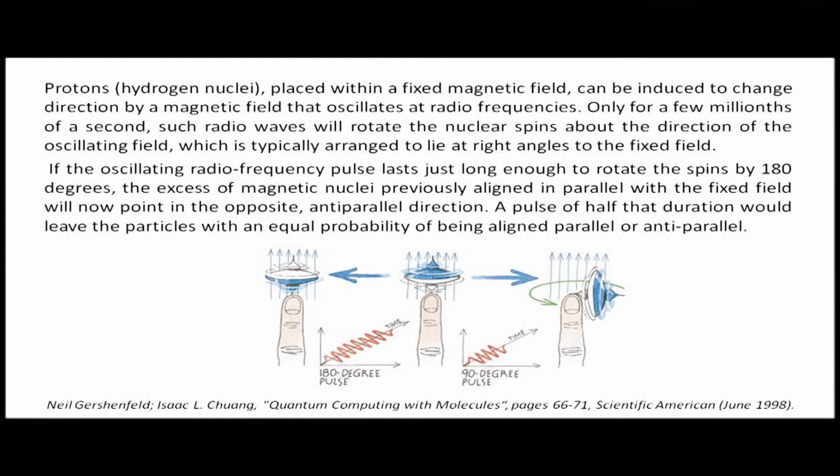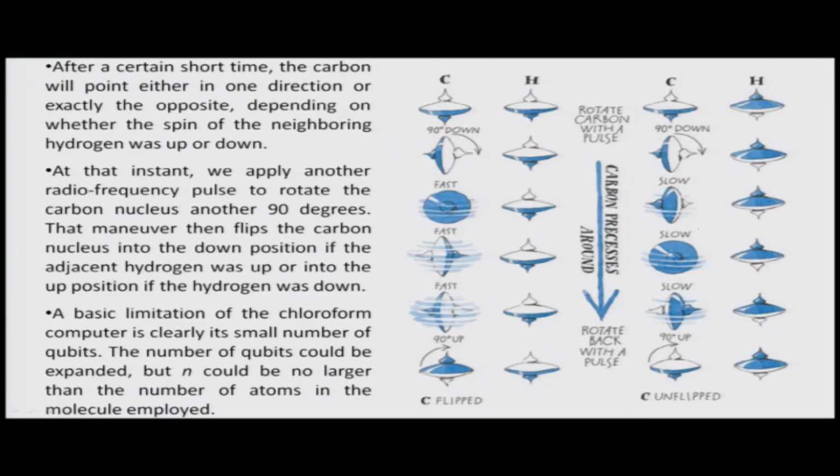And the maximum precession is at the 90° place. If the oscillating radio frequency lasts just long enough to rotate spins by 180°, the excess magnetic field previously aligned in parallel with the fixed field will now point in the opposite, anti-parallel direction. A pulse of half that duration will leave the particles in equal probability of being aligned parallel or anti-parallel. That is the idea behind 180° pulse versus 90° pulse, and that was the area under the pulse principle that I have been showing before.